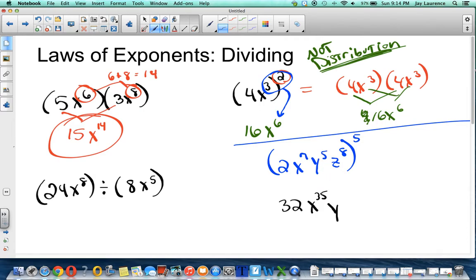For y, there will be 5 of these ones, and that will be y to the 25th. And then for z, 5 of these ladies here. Why am I calling them ladies? Because I called those ones guys before, just trying to balance things out. z to the 40th power. Okay, so there you go.